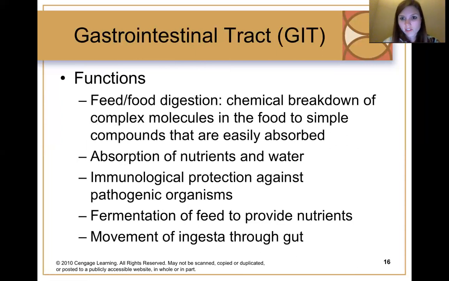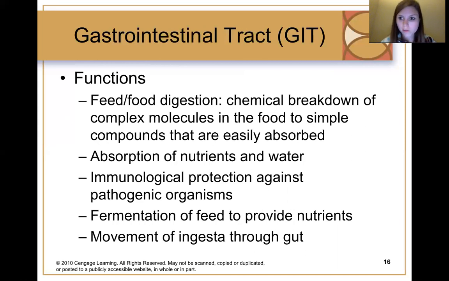So the gastrointestinal tract. They're all extremely important. This one's kind of near and dear to me because I'm a nutritionist, so I mostly work with the digestive system. A good way to think of the gastrointestinal tract is that it's just a long tube that extends through your body, from your mouth to the other end. The main functions of the gastrointestinal tract are feed and food digestion.